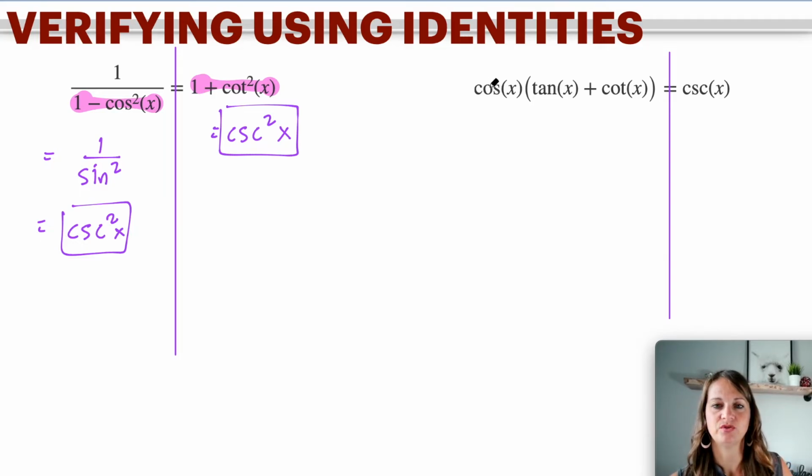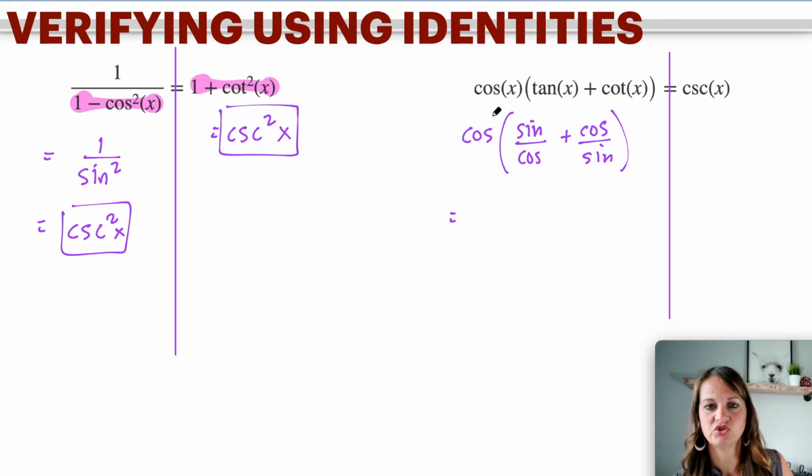I am going to replace with sines and cosines. And now I'm going to distribute. When I distribute the sine times this, the cosines cancel, leaving me just sine. And this will give me cosine squared.